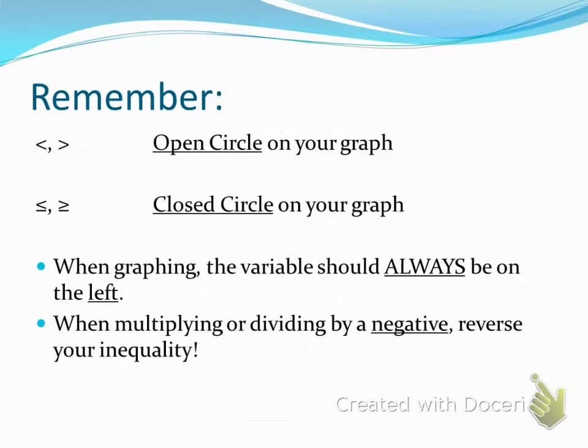When we're graphing, the variable should always be on the left. Now that's not necessarily a strict requirement for algebra, it just makes it easier for us if your variable is on the left. When multiplying or dividing by a negative, we have to reverse the inequality symbol. What that means is that we flip it over.